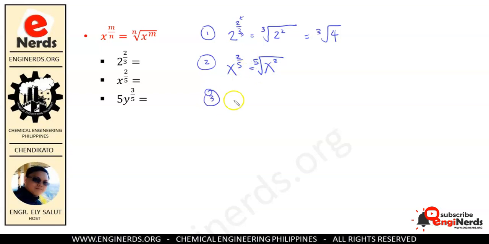Then number 3, we have 5, then y to the 3/5. So in this example, guys, only the y has an exponent of 3/5, no? So we have 5 times, the exponent of our y is 3 and the index of its root is 5. So we'll have here 5 with the 5th root of y cubed. So that's our answer for this problem.